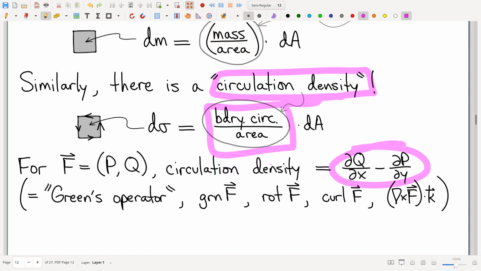For a vector field P comma Q, this little formula, dQ dx minus dP dy, will tell you literally for any given little region how much boundary circulation per unit area there is in that area.